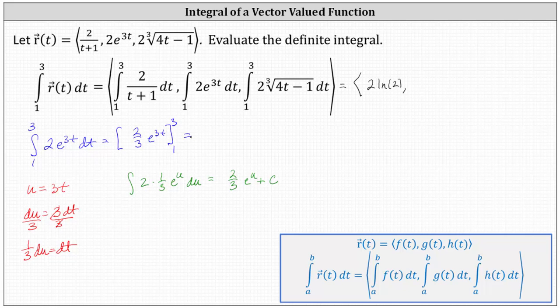And now we find big F of 3 minus big F of 1 again. We could factor out the 2/3, but I'm going to go ahead and leave it as it is. Big F of 3 is equal to 2/3 times e to the power of 3 times 3, or e to the 9th, minus big F of 1 is equal to 2/3 times e to the power of 3 times 1, giving us e cubed. Let's go ahead and factor this. The greatest common factor is 2/3 e cubed, giving us 2/3 e cubed times the quantity e to the 6th minus 1. This is the y component of the vector.